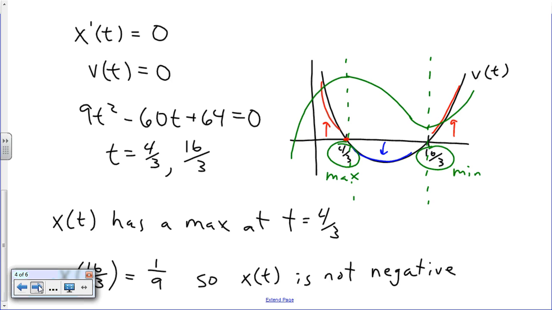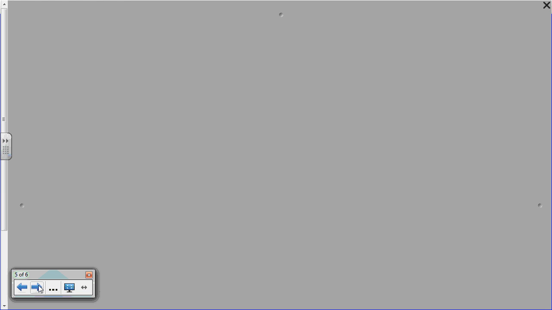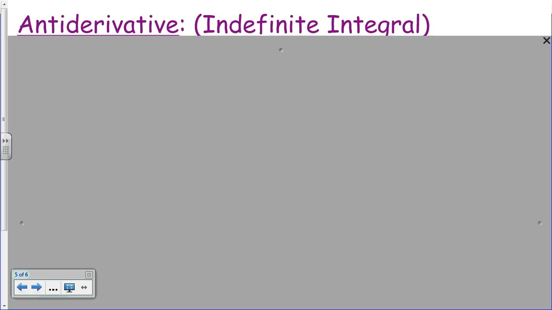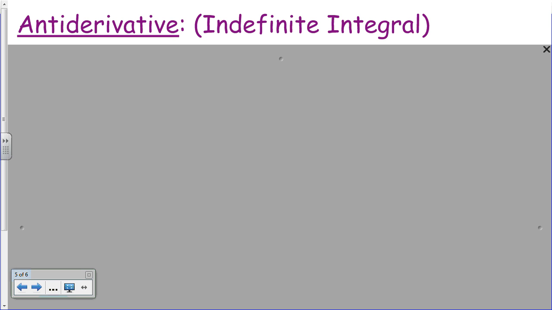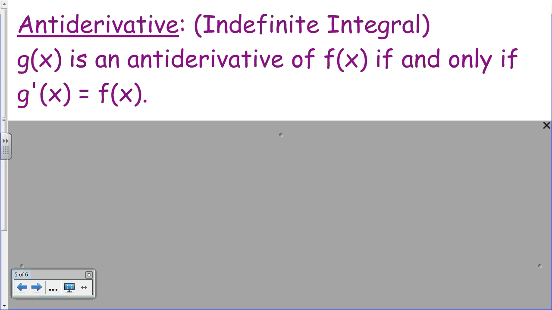All right, let's take a look at one other term here that we need to describe before we jump into the next example. It's this term antiderivative, which turns out to be the same as an indefinite integral. If you recall, that's one of the four topics of calculus. An indefinite integral or an antiderivative is defined this way. We say that g of x is an antiderivative of f of x if and only if the following is true: if I take the derivative of g of x, that gives me f of x.